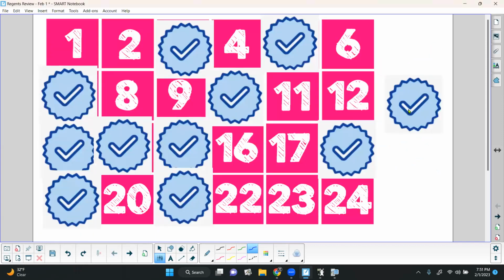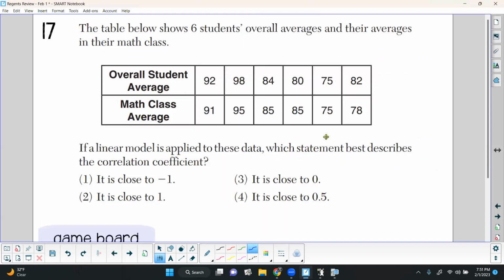All right, let's cover up question number 20. And let's go back to my list. Okay, next one up is Ariana. Pick a number. She picks lucky number 17. Oh, okay. Here we go.